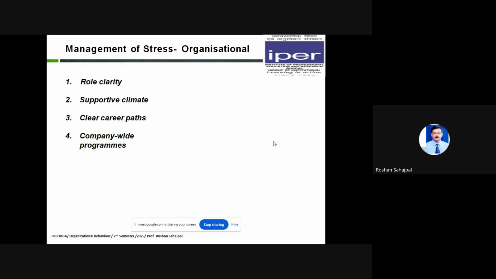Then clear career paths. अगर मान लीजिए किसी एम्प्लॉय को ये समझ में नहीं आ रहा कि what will be the next level that he can look forward to in an organization, that will also put him under stress. So employees should be told in advance when they join an organization what is the career path for them and what they can look up to or expect after 1 year, 2 year, 3 year, and where they will ultimately be in time of 5 years, 10 years.